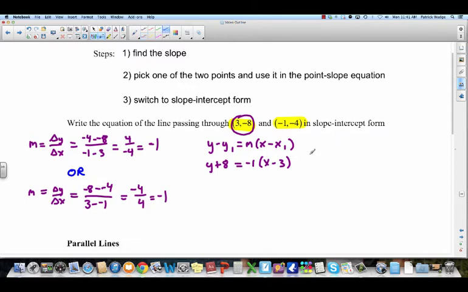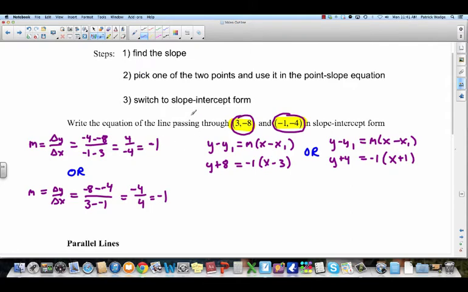Or you could do the exact same equation, y take away y1 equals m x take away x1, but instead of using this point, we'll use this point. You don't have to do it twice, I'm just showing you, so you get a little extra practice and to convince you that it doesn't matter which one you pick. So we would do y take away negative 4, that's y plus 4, equals slope, which is negative 1, and then x take away negative 1, well that means x plus 1. Okay, that's step 2 done.